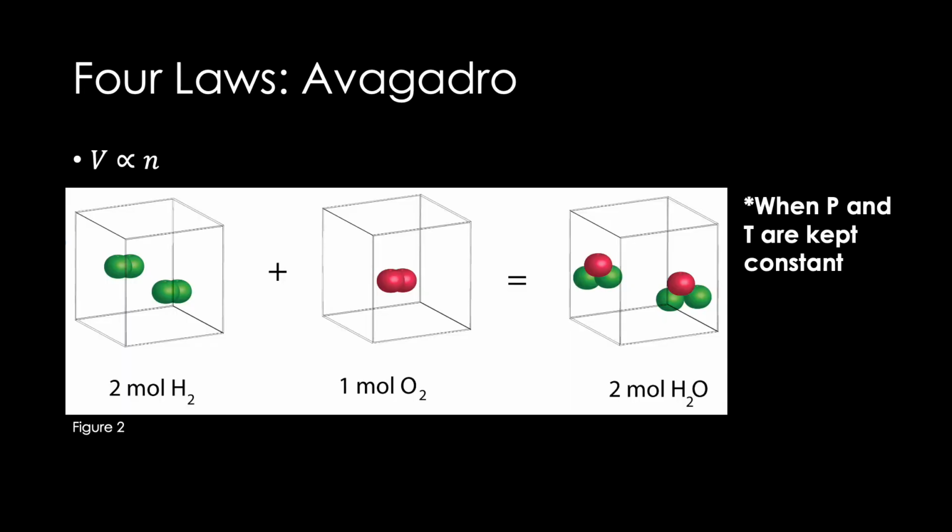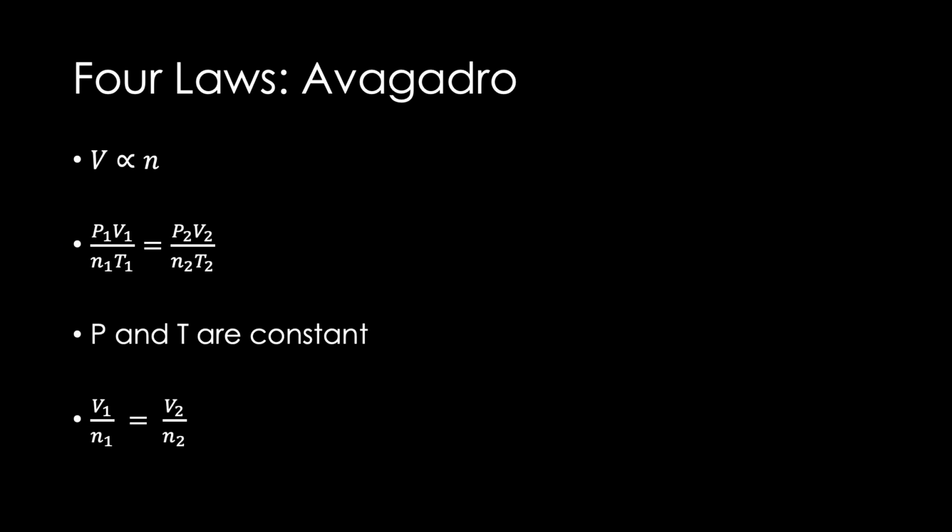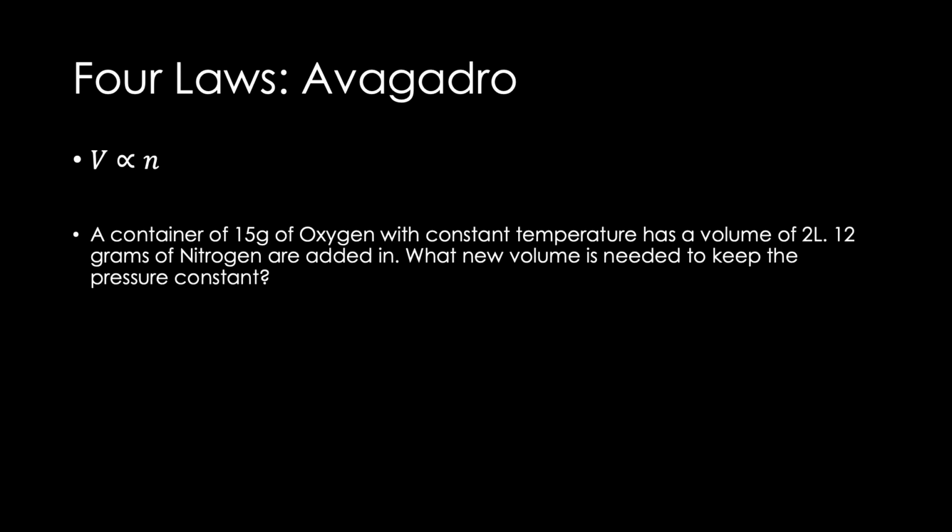The last of the individual gas laws is Avogadro's law. This law states that the number of moles is directly proportional to the volume whenever pressure and temperature are kept constant. So the more gas you add into a container, if you want to maintain constant pressure and temperature, you must increase the volume. The equation for this one is V1 over N1 equals V2 over N2, since we are keeping pressure and temperature constant. And here's our example problem.